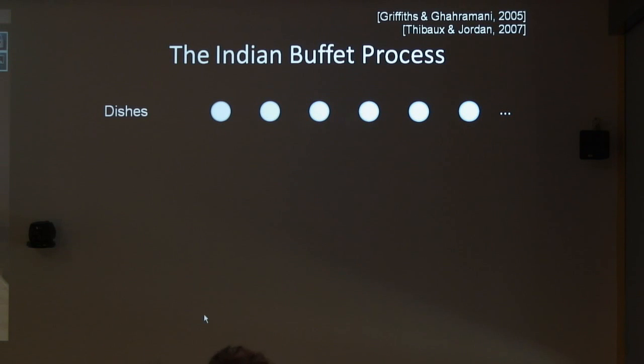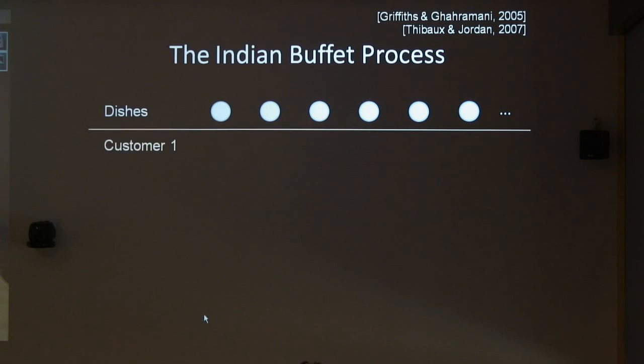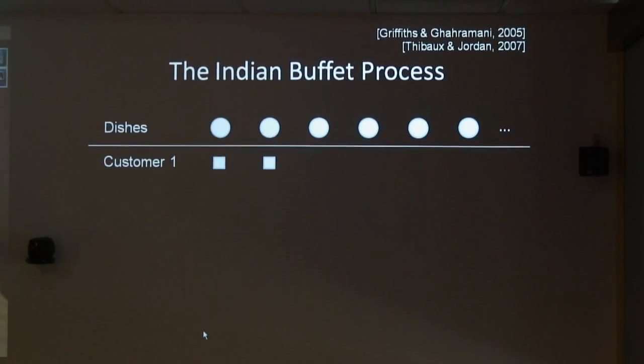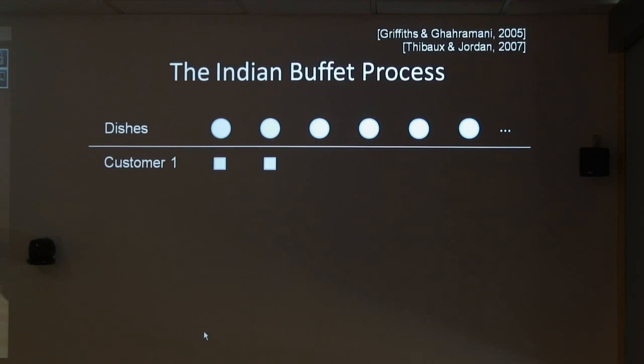So the metaphor goes as follows. You have a big restaurant with an infinite number of dishes. And customers come in and try a few dishes. And that's going to be which features they have. The first customer is going to try a few dishes. I'll say more precisely with what distribution. Then customer 2 is going to try a few dishes, make a decision whether to try the dishes that have been tried already, and then maybe add some more new dishes that no one has tried before, etc.